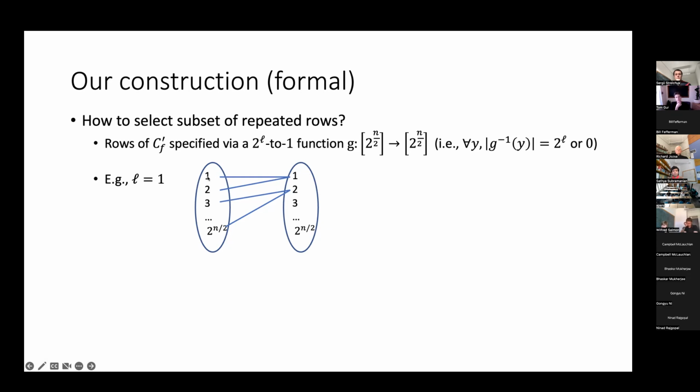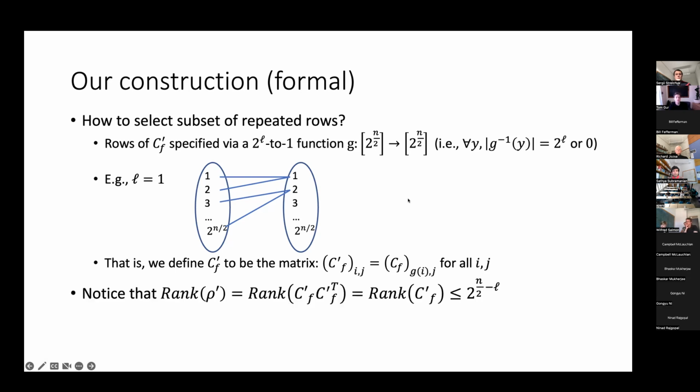So in this simple example, for instance, the first row of the new matrix CF prime is the same as the first row of the old matrix CF, and then the second row of the new matrix CF prime is the same as the first row of the old matrix, and so on. Or to say it more formally, we define CF prime to be the matrix whose ijth entry is equal to the gijth entry of CF, the old matrix.